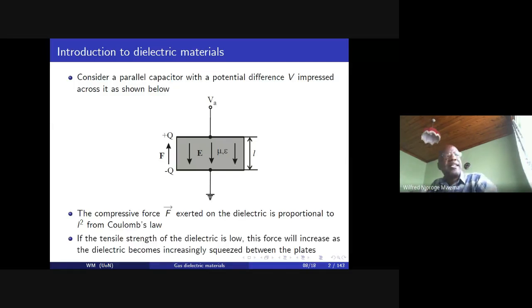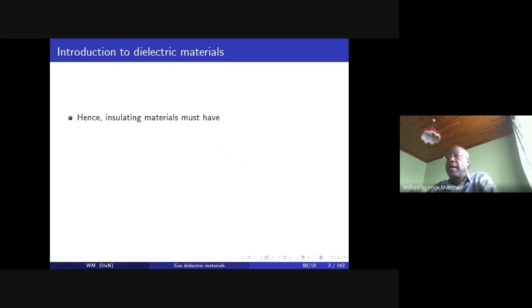If the tensile strength of the dielectric is low, then the force will become larger as the dielectric gets squeezed between the plates. The distance L between the plates will decrease and F will increase, and in the end we may have a rupture of the dielectric or a short circuiting of the two plates, if the dielectric is squeezed between those two plates. Hence, insulating materials must have the following general characteristics.